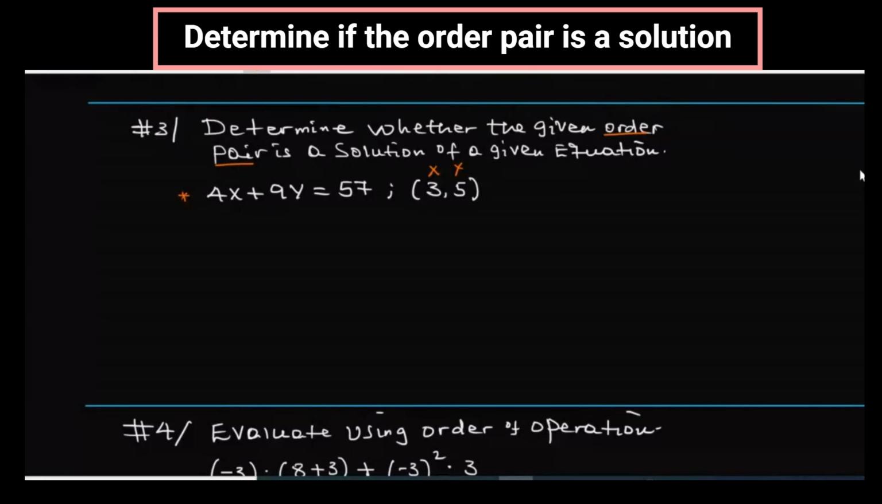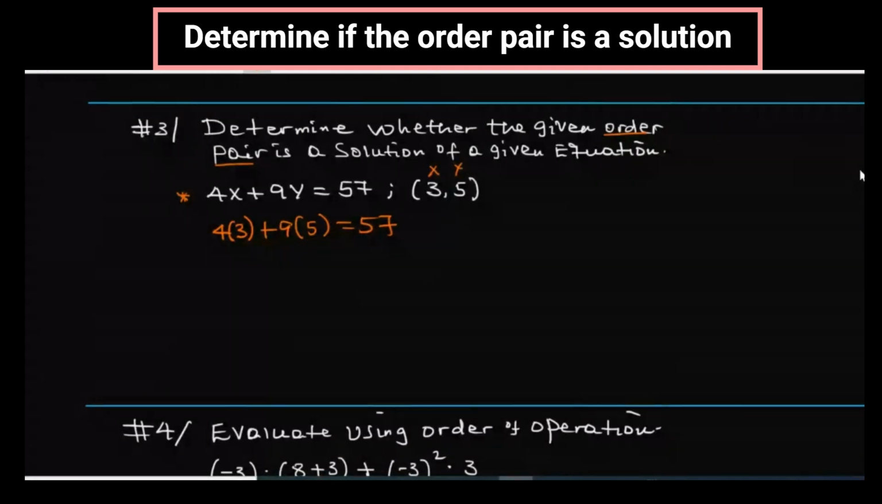So look at the given equation here: 4x plus 9y equals 57. All you have to do is plug in this x in the x place and this y in the y place, and then check if the whole statement becomes true. If the whole statement becomes true, I would say yes, this is a solution. But if it is not true, it's not a solution. So I go ahead and open the parentheses for x and plug in 3, plus, and then open parentheses for y and plug in 5, equal to 57.